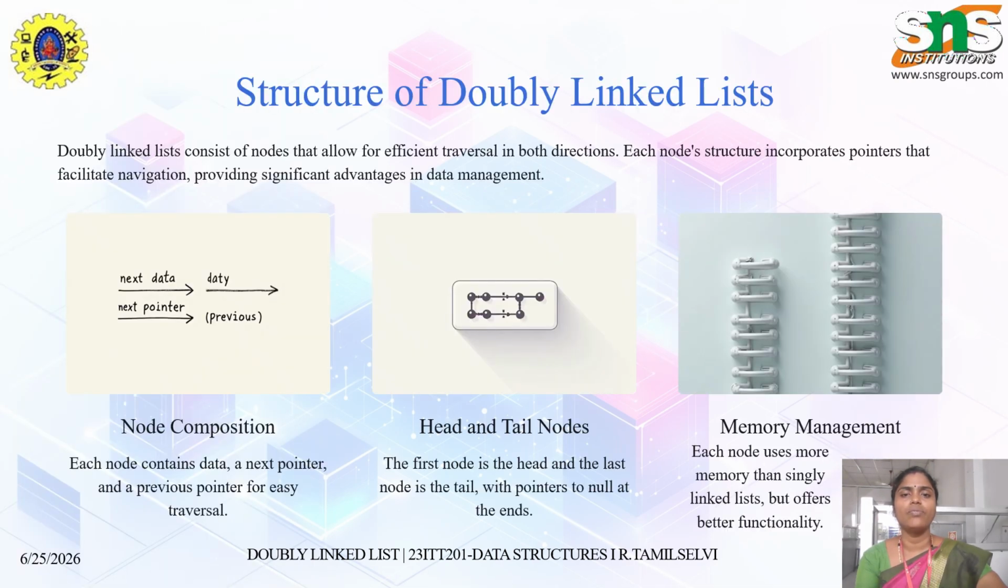Next one, structure of a doubly linked list. In a doubly linked list, every node consists of a previous pointer, actual data, and the next pointer. So we have three parts. The previous pointer of the head node points to null, and the next pointer of the tail node also points to null, because every node knows both its previous and the next node. The navigation is much easier when compared to the singly linked list.